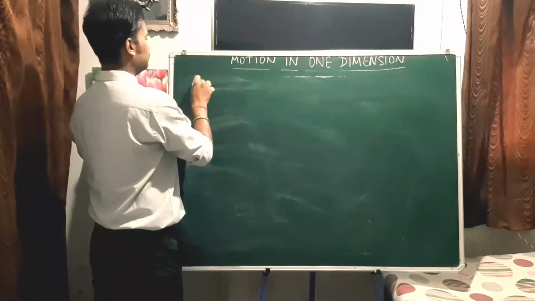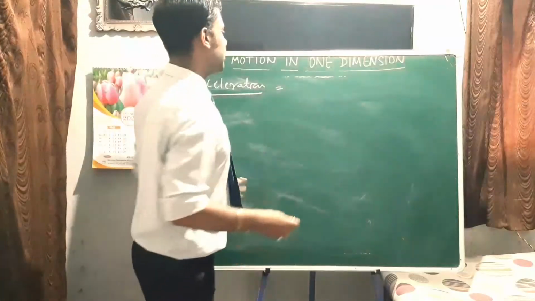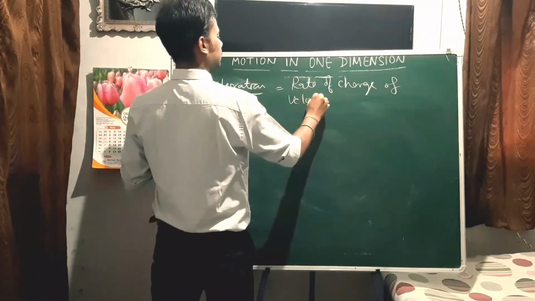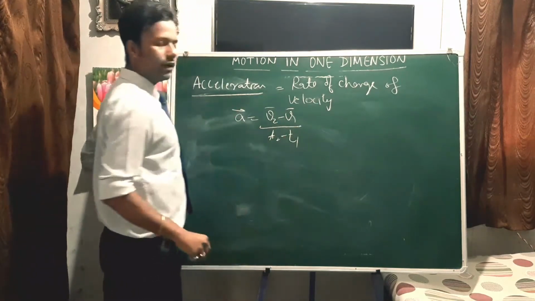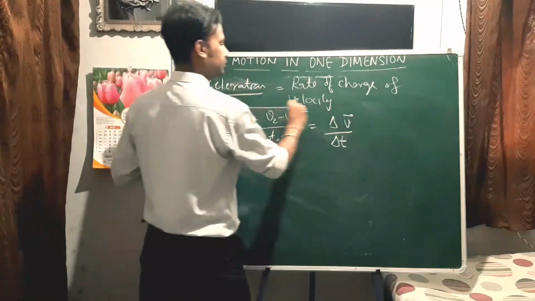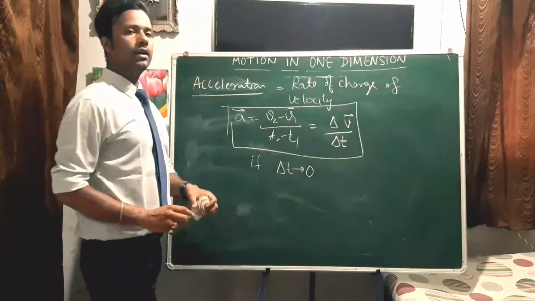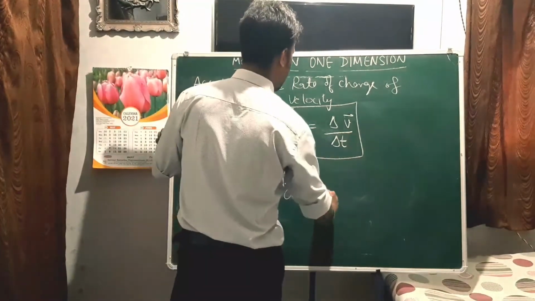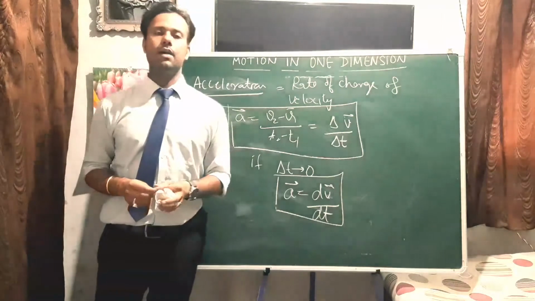Now let's talk about acceleration. Acceleration is basically the rate of change of velocity, right? So a is basically v2 minus v1 divided by t2 minus t1, or we can write it as del v upon del t. Rate of change of velocity. If del t tends to 0, again the time interval between the change of velocity is too small, then a, that is the instantaneous acceleration, can be defined as differentiation of velocity with respect to time. That means a equals dv by dt, right?